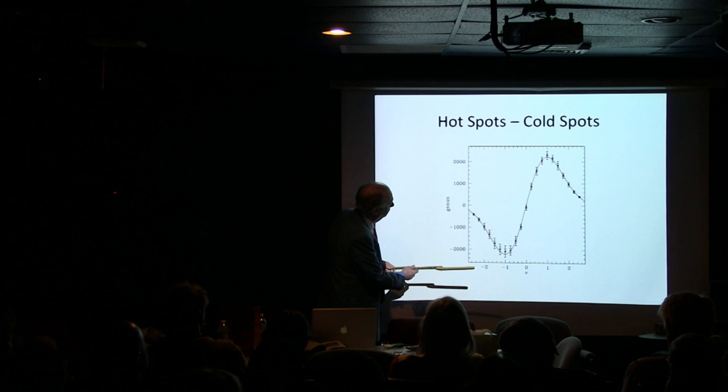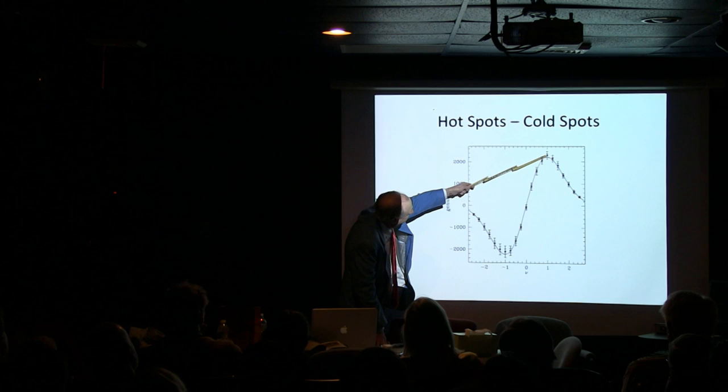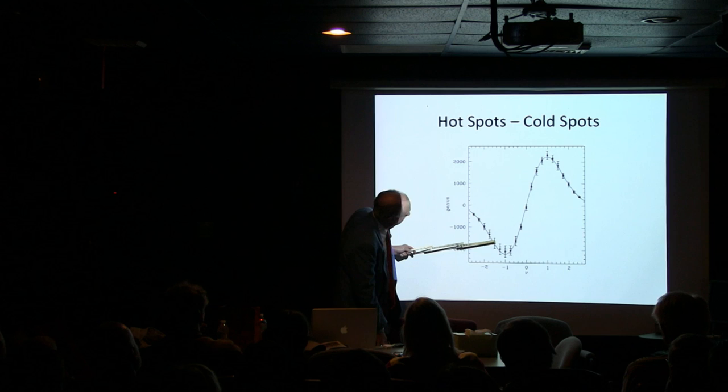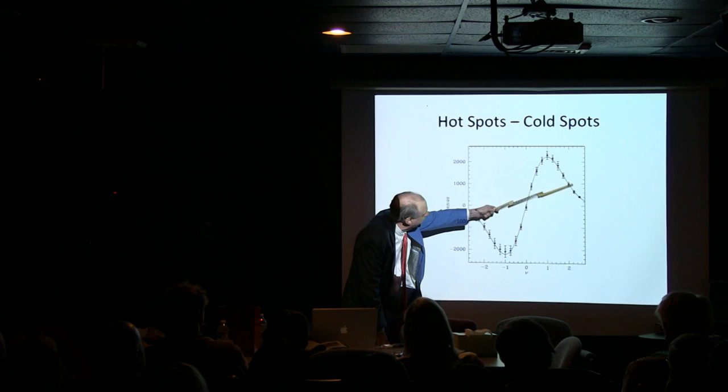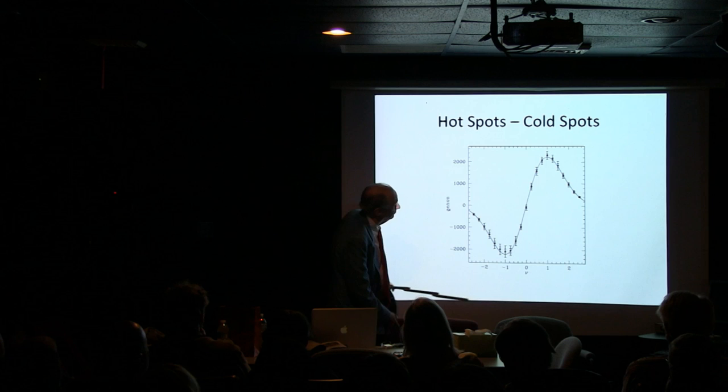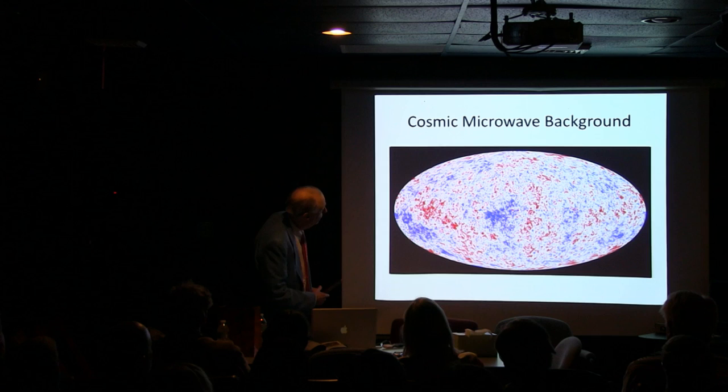This is a statistic that counts the number of hot spots. If you go up to a temperature above average, like in the red here, you'll see hot spots. And then if you go really way red, there are fewer of them. And then there are cold spots down here. This is the observational data, the 95% confidence level for the observational data, and there's the theory curve through it. So it fits perfectly. It shows that these fluctuations are indeed random fluctuations, just like you'd expect inflation to produce.